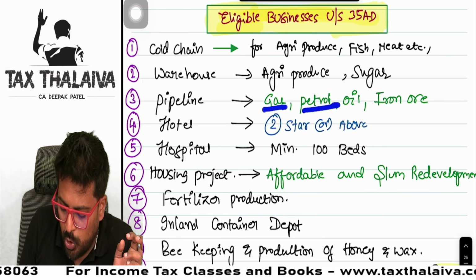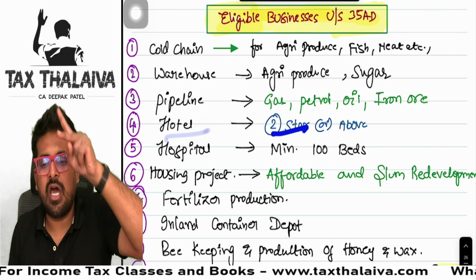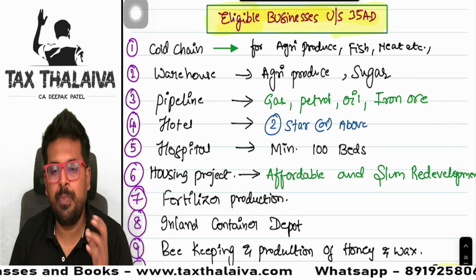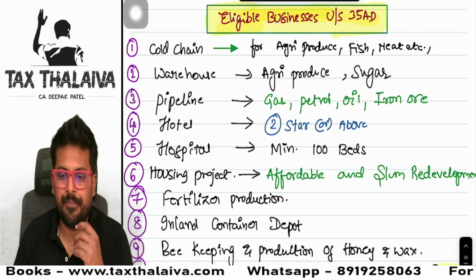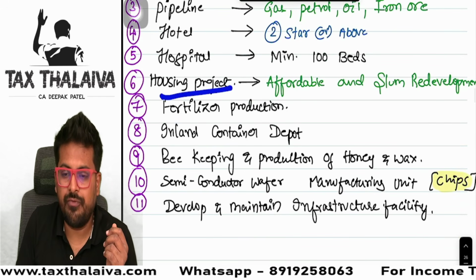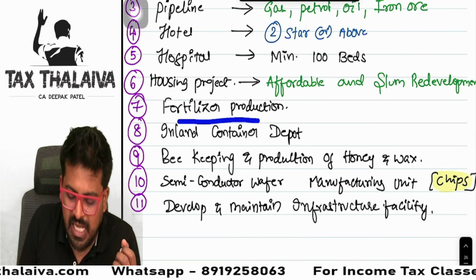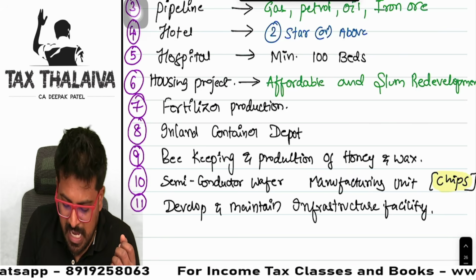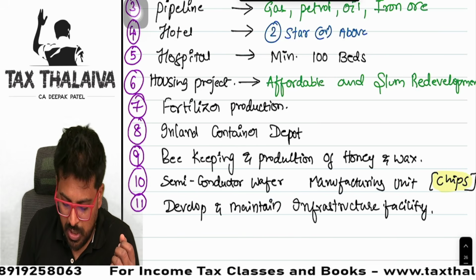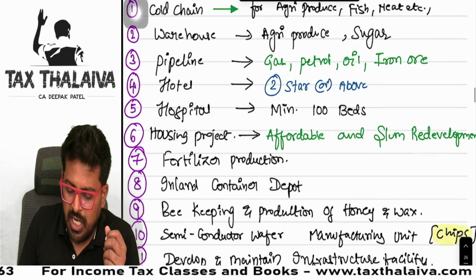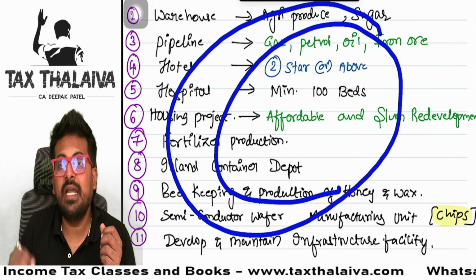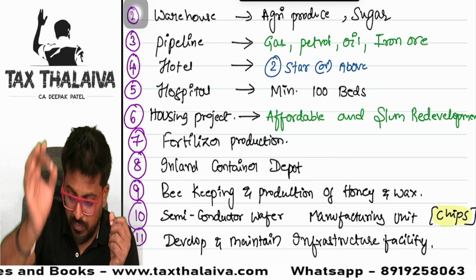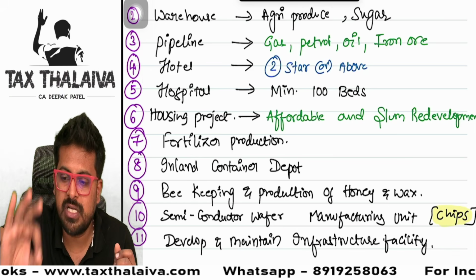Pipeline for gas, petrol, oil, iron ore, or hotel of 2 star or above, 2 star, 3 star, 5 star hotel like that if you start, or you have a hospital where minimum 100 beds are there. Housing project for affordable and slum redevelopment, or fertilizer production business, or inland container depot business, beekeeping and production of honey and wax business, semiconductor wafer manufacturing business, or develop and maintain infrastructure facilities. If you start any of these businesses and if you incur only capital expenditure, not revenue, in the year in which you incur the capital expenditure, 100% will be allowed.